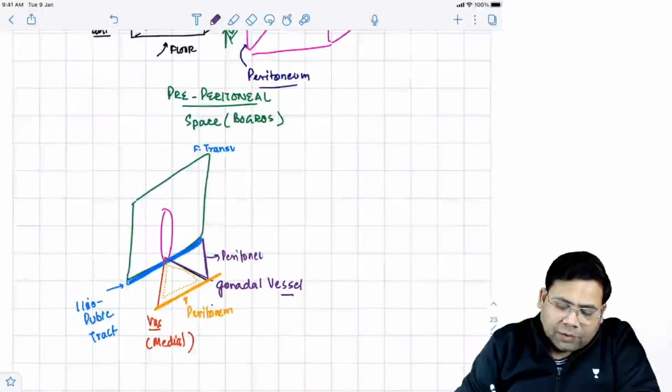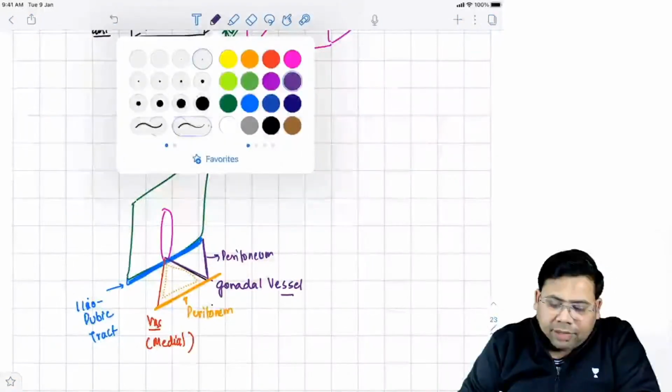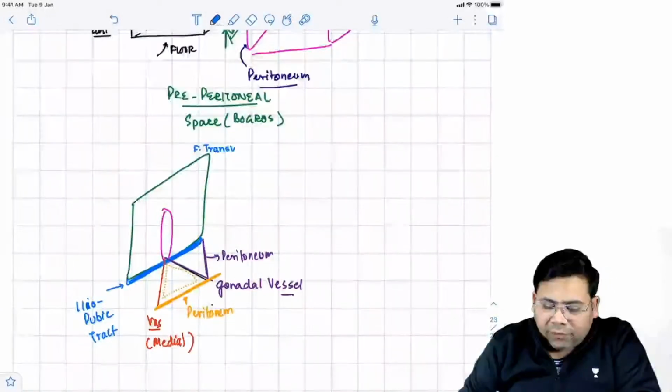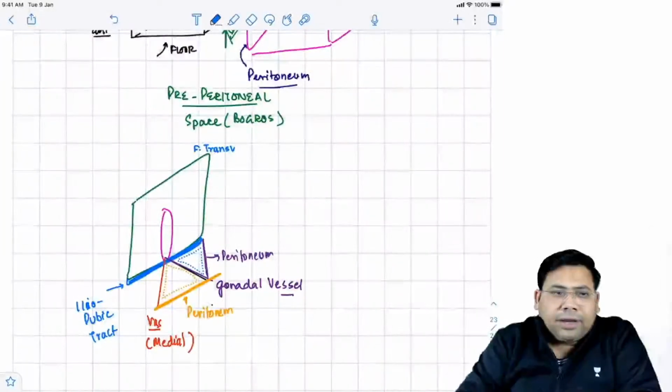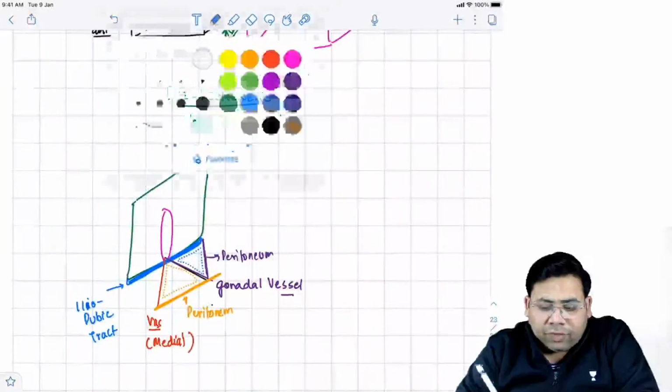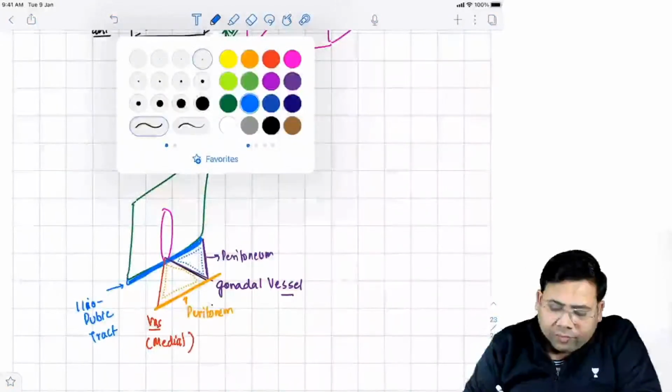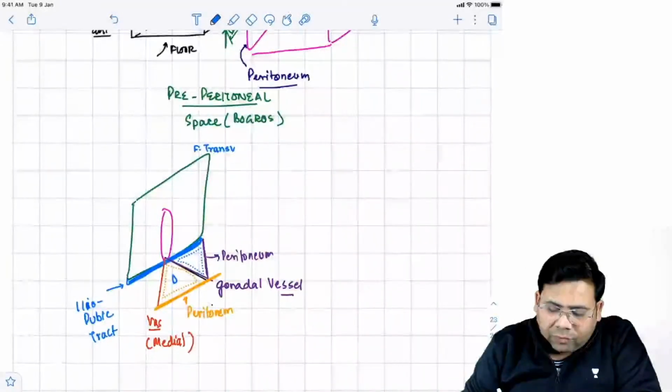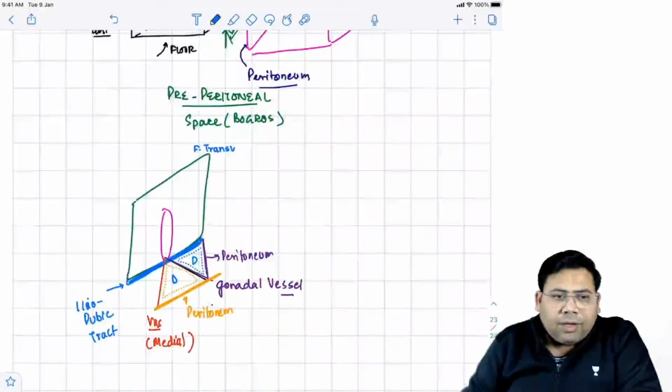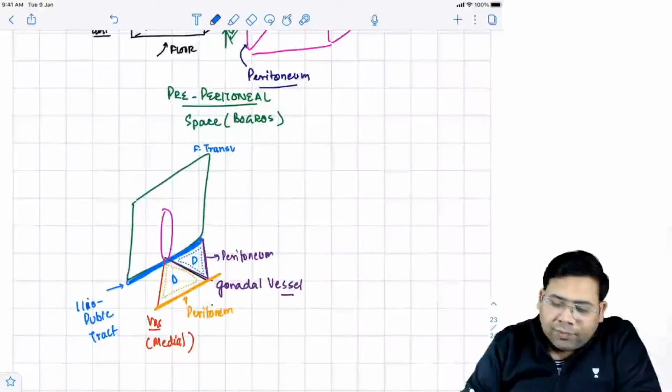Can you see one more triangle here? What is this triangle known as? Triangle of pain. So, triangle of doom, triangle of pain. Those who haven't understood, never mug up.